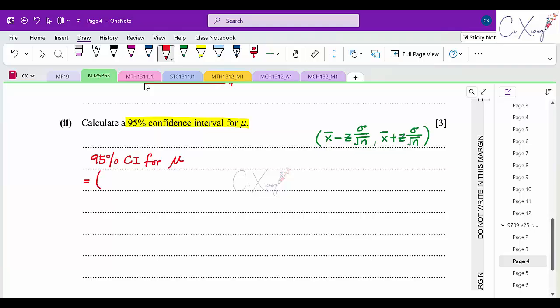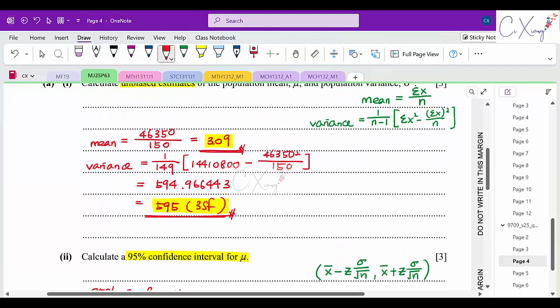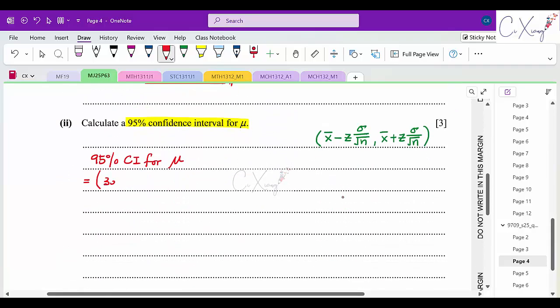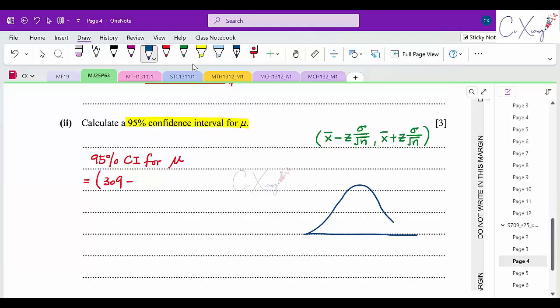What's the sample mean? The sample mean is actually the same as the population mean that we get, which is 309. So you can have 309 here, minus the z. Okay, so what is the value of the z and how can we get it? For the confidence interval, the z is something like this. This is negative z, this is positive z.